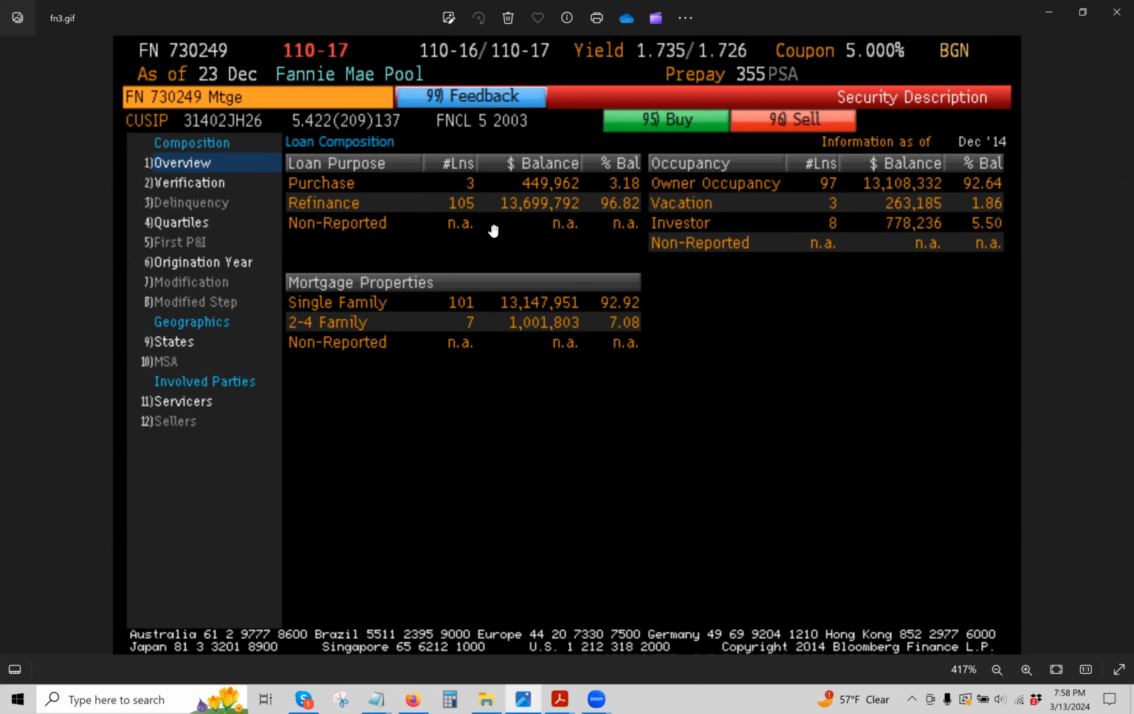So that means that for those loans that were refinanced, this is the total accumulation, the total balance of those loans that were refinanced in this trust. And then purchase loans, it looks like there are 3 loans in here that were purchased, somebody buying a house, right? And that balance is shy of $500,000, so about 449,000. And it tells you the balance percentage here: 96% of the loans, a 96 percentile, is refinance loans into this trust.